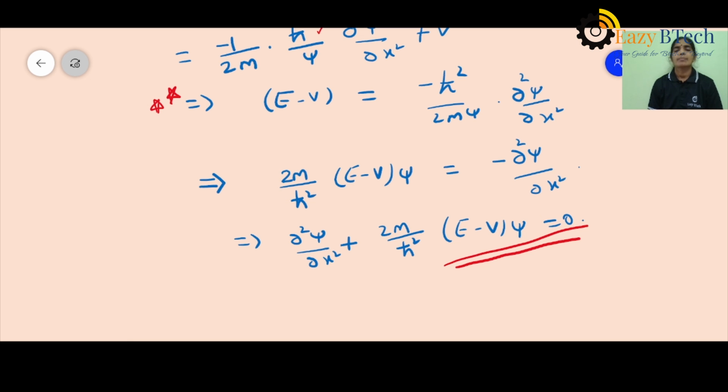This is my class for today. Hope you will be preparing with this time-independent Schrodinger wave equation, which is an important essay topic for your exams.